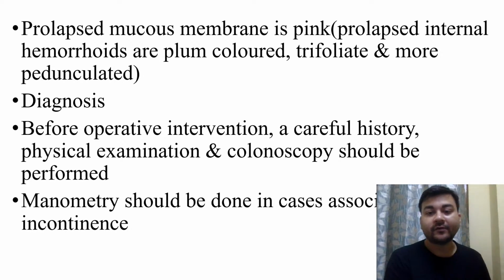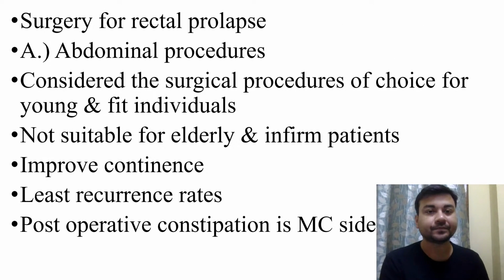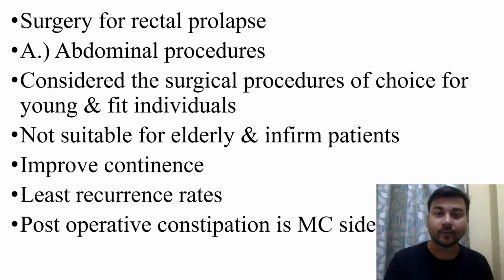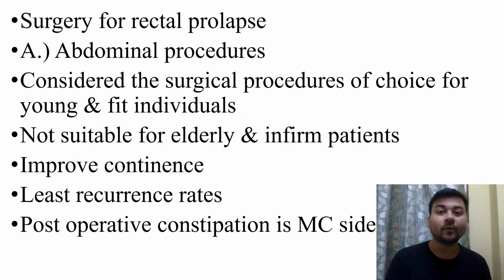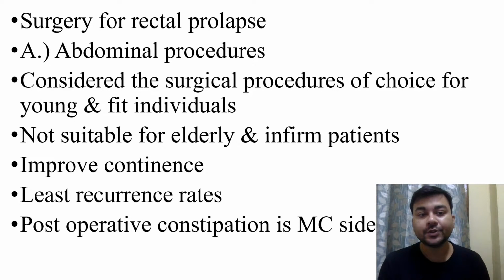Now, before operative intervention, a careful history, examination and colonoscopy should be performed, and manometry should be done in cases where there is incontinence. There are different surgeries for rectal prolapse: abdominal procedures and perineal procedures. There are advantages and disadvantages of both. What are the indications of abdominal procedures, the contraindications, the complications, the benefits, advantages and disadvantages? You should know all these, because anything you may get in your exam.